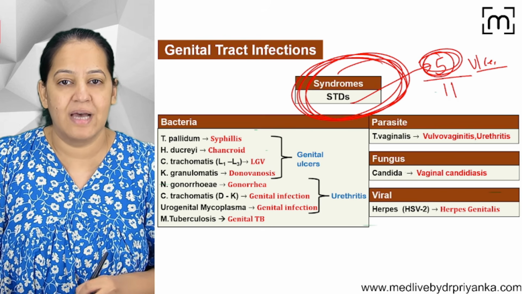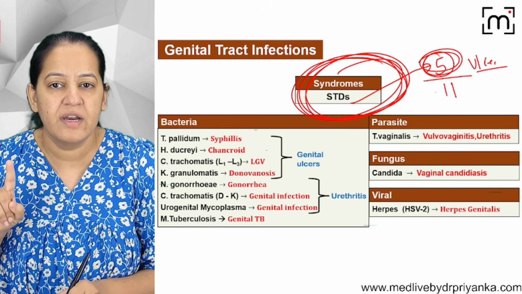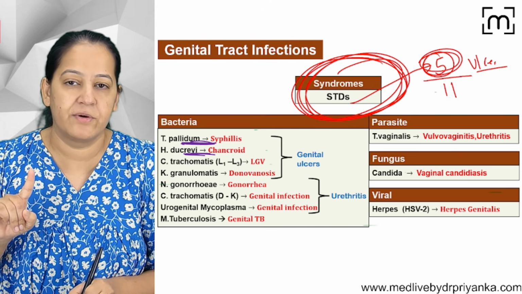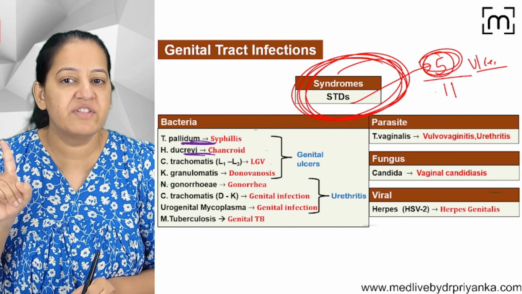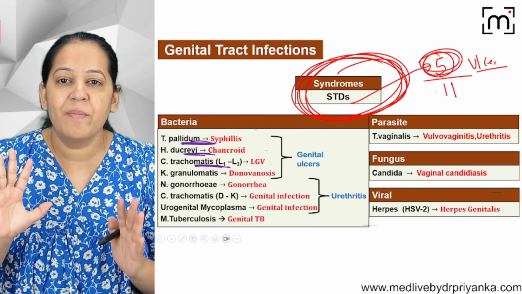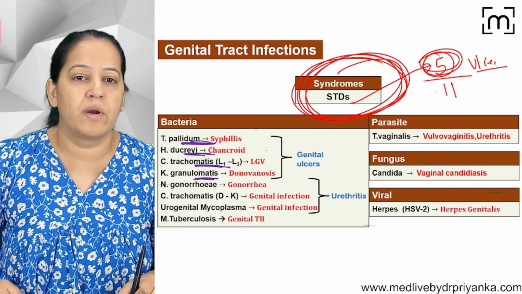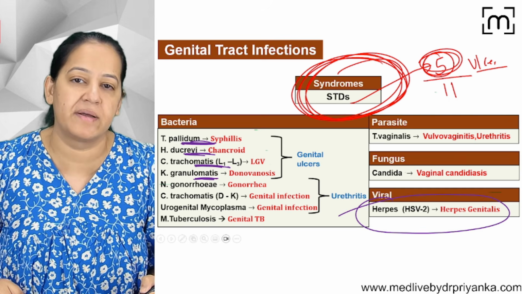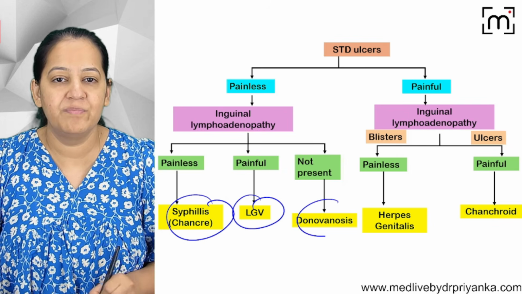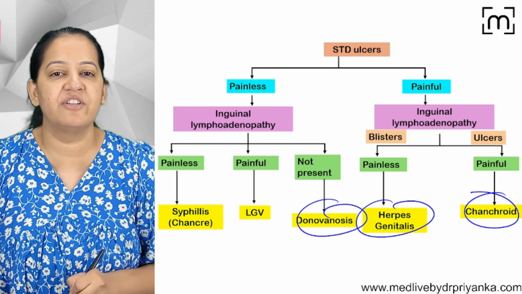You're getting my point. So what 5 organisms are there which cause genital ulcer? 4 of them are bacteria. Out of the 8 bacteria, 4 of them cause ulcer. Which 4? Number 1, Treponema pallidum, which causes syphilis. Haemophilus ducreyi, which causes chancroid. Chlamydia trachomatis L1, L2, L3 causes LGV, and Klebsiella granulomatis causes Donovanosis. And apart from that, herpes virus. So we will see the differential diagnosis among these 5. You can appreciate 1, 2, 3, 4, 5. 4 bacteria and 1 virus, total 5 organisms which cause genital ulcer.